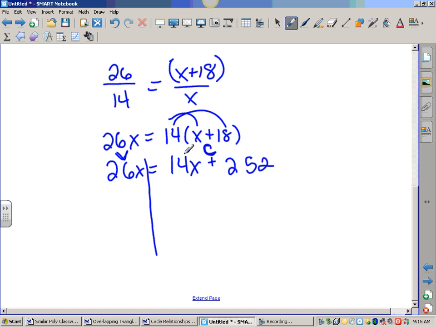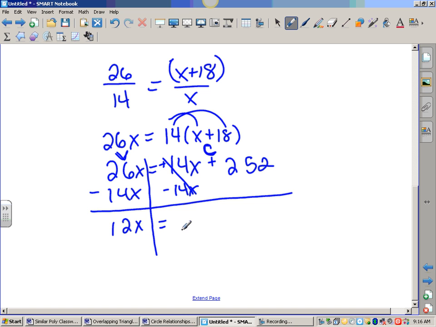14x and 252, 14x, that's a variable. It does not belong there. There is a positive on the 14. The way you move a positive 14x is by subtracting 14x. Inverse operations. 26 minus 14, positives win by 12. Don't forget the x, it's still in the x family, equals 252. The 12 and the x are connected by multiplication. You want to break it by division.